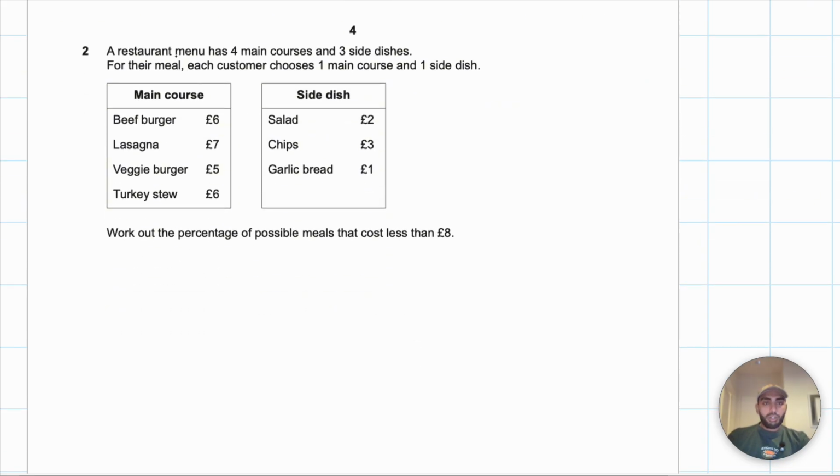Question 2. A restaurant menu has 4 main courses and 3 side dishes. For their meal, each customer chooses 1 main course and 1 side dish. So we can choose 1 from here and 1 from here. Work out the percentage of possible meals that cost less than £8. We're trying to find all the meals that cost less than 8. Let's first think about all of the combinations that we could have.